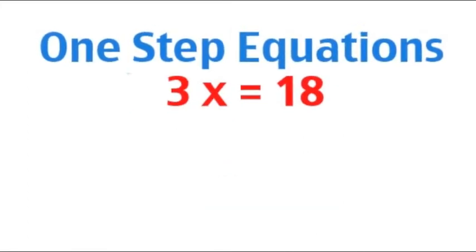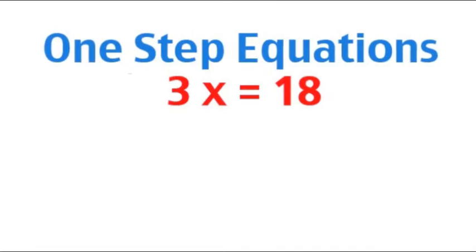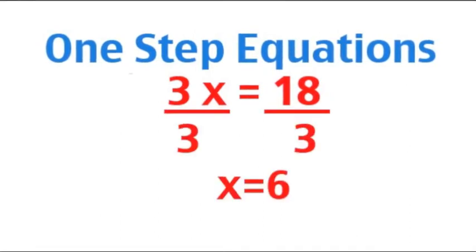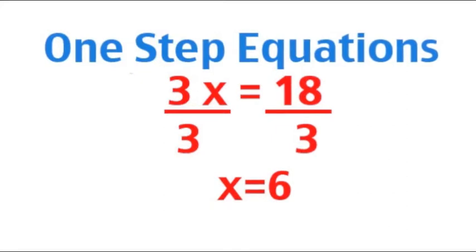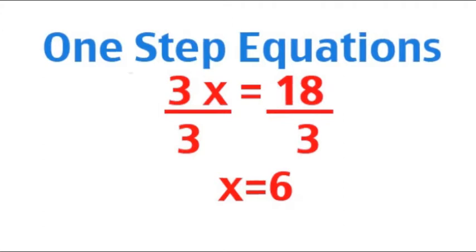For the next sample problem, since x is being multiplied by 3, you should have divided both sides by 3 in order to isolate the variable on one side of the equation. If you got x equals 6 as your answer, then that's just dandy.